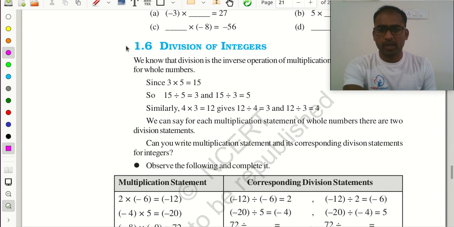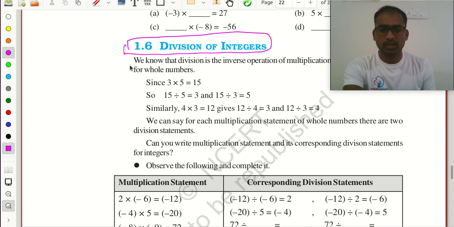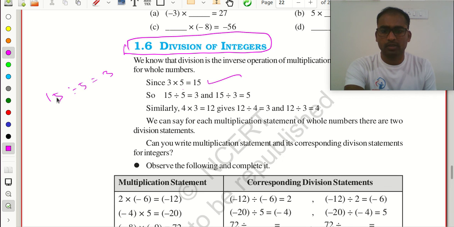Next, we will be having division of integers. Just now we learned the multiplication of integers. Next, in these 5 minutes, we will discuss the division of integers, and after this we will wind up our session. Okay? In multiplication, we do 3 multiplied with 5 to get 15. Then 15 divided by 5, how much will I get? 3. 15 divided by 3, how much will I get? 5.